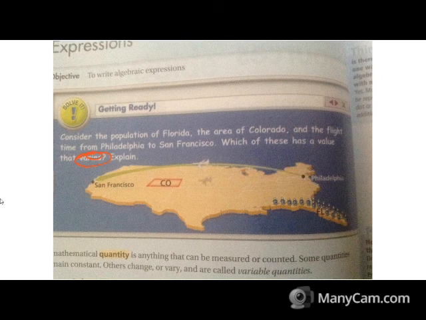Now, when they say vary, they mean what won't stay constant. So no, the area of Colorado will always stay the same. However, some things won't stay the same, such as maybe the population of Florida or the plane speed from Philly to San Francisco or from San Francisco to Philly. So which of these certain factors, the population of Florida, area of Colorado, or the flight, will vary, as in what won't stay the same?